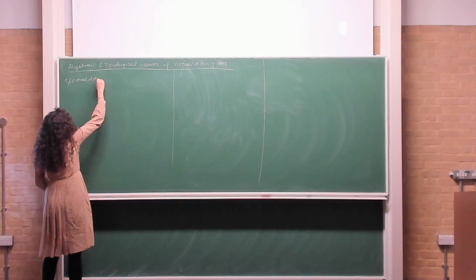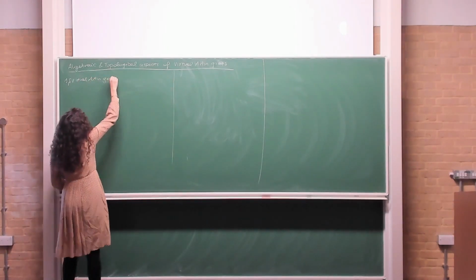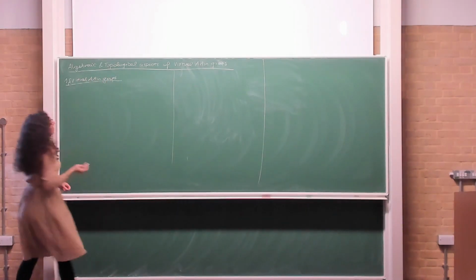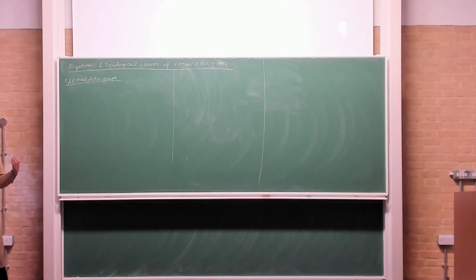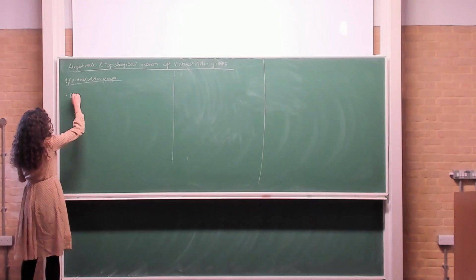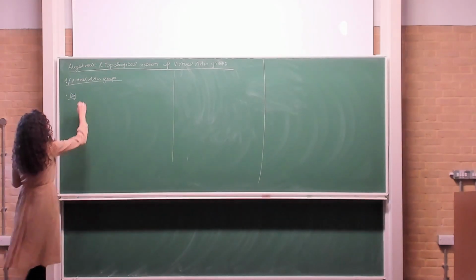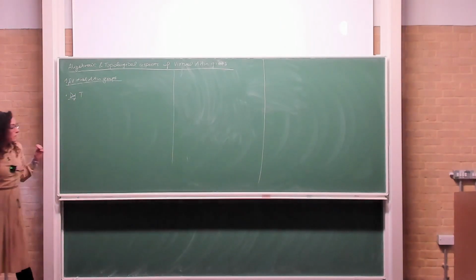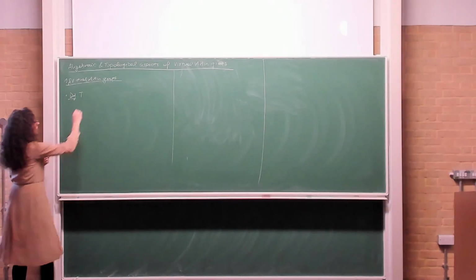Virtual Artin groups. Before I give you the definition of virtual Artin groups, I would like to give you an example that you may have seen already somewhere, and if not, well, this is going to be your first time. The example is the virtual braid group on n strands.